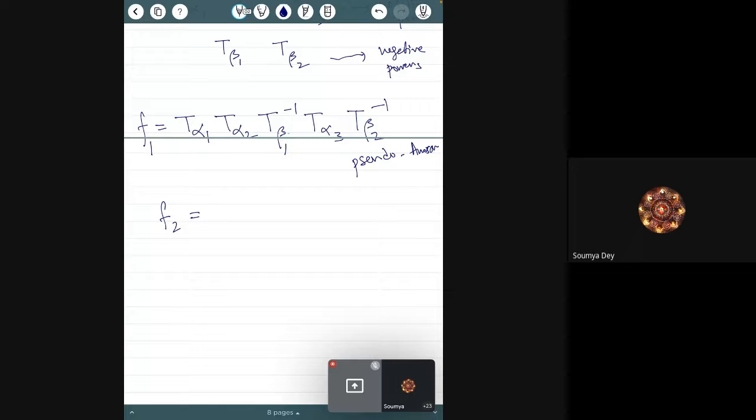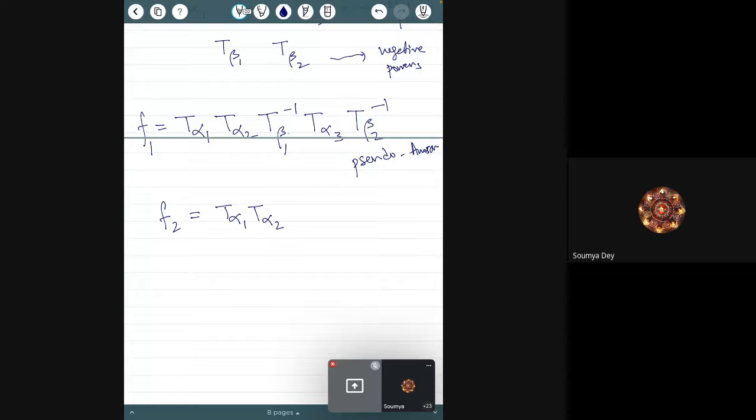Yes. Come on. Any other example? There are a lot of them, right? Devottam, you want to volunteer? Yeah, you can choose T alpha 1 and T alpha 2 inverse. Right.